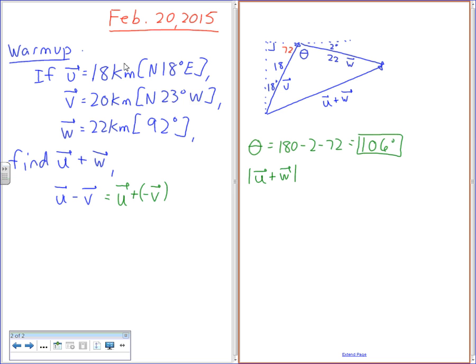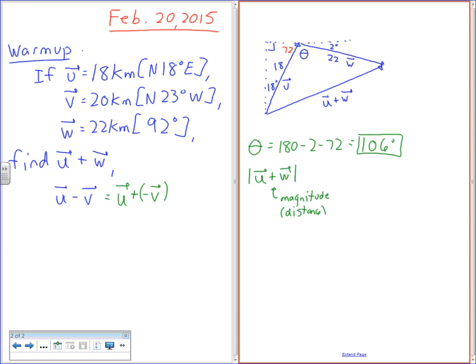when I put those symbols on, this means magnitude, which is like distance, which is like length. I don't know if you guys have seen that before, but that's what that means. That's the magnitude. Okay. How would I get the magnitude or the distance of u plus w?